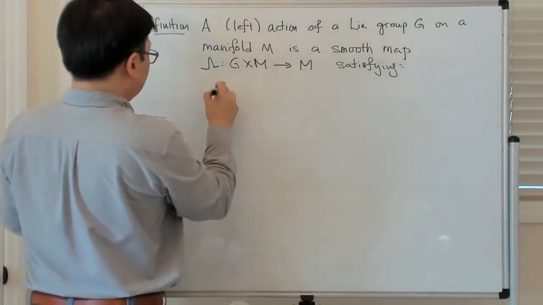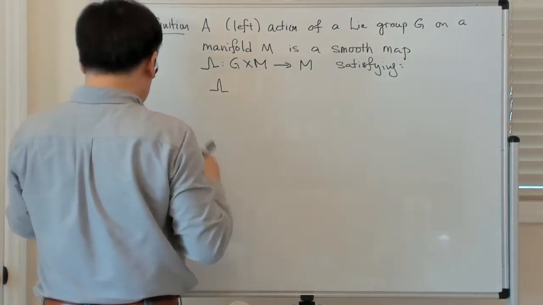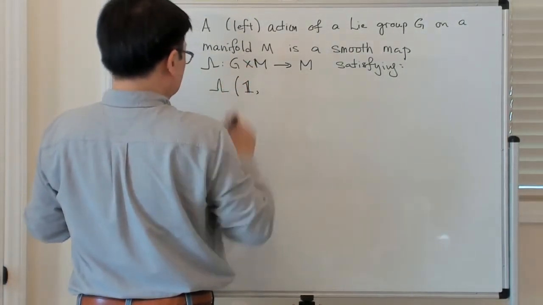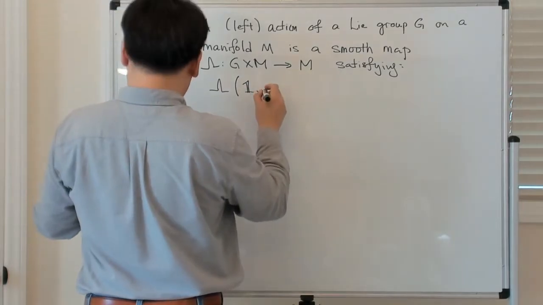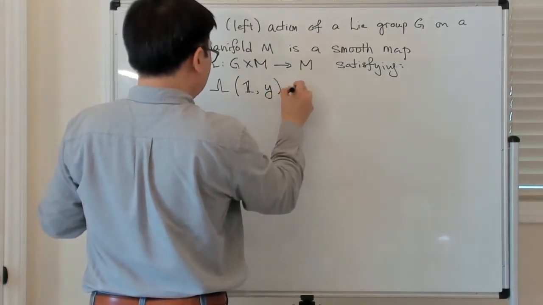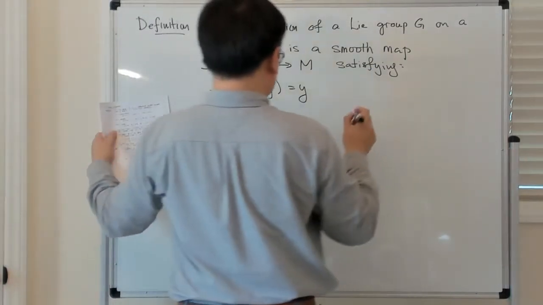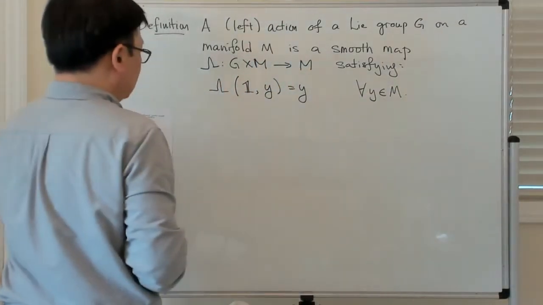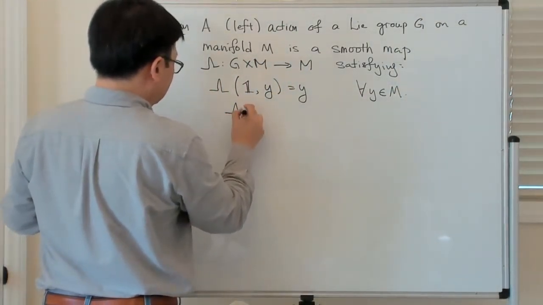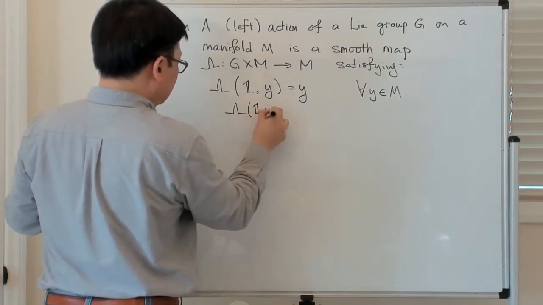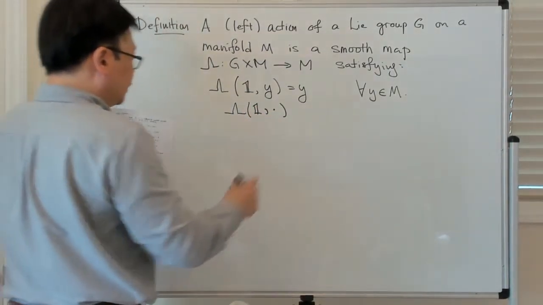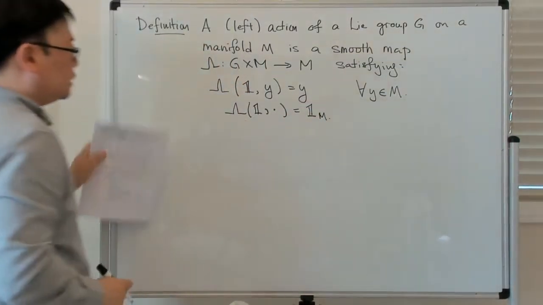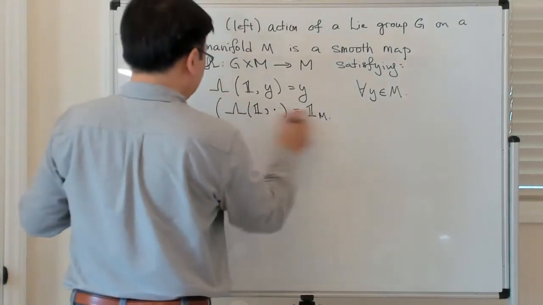Okay, the first thing is that the identity fixes a point in the manifold, as you might expect. So the action of the identity element on any point y on the manifold is just y itself, right? So this is true for all y in the manifold. Another way to think about this is that the identity element acting on something is just the identity map on the manifold in some sense.